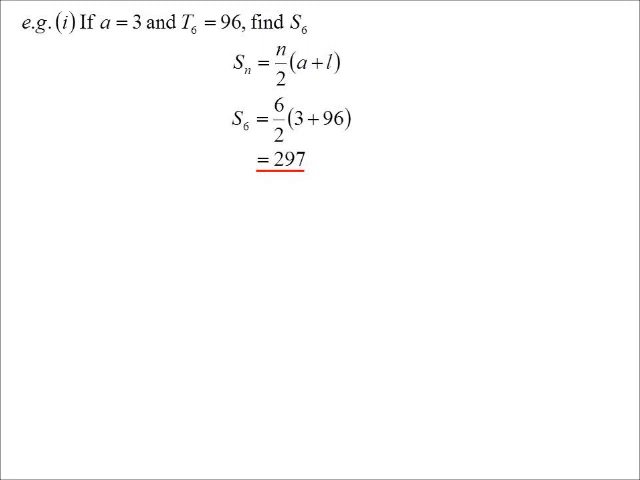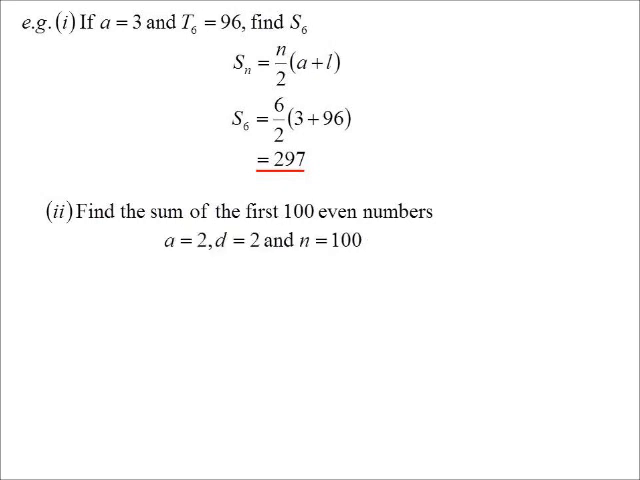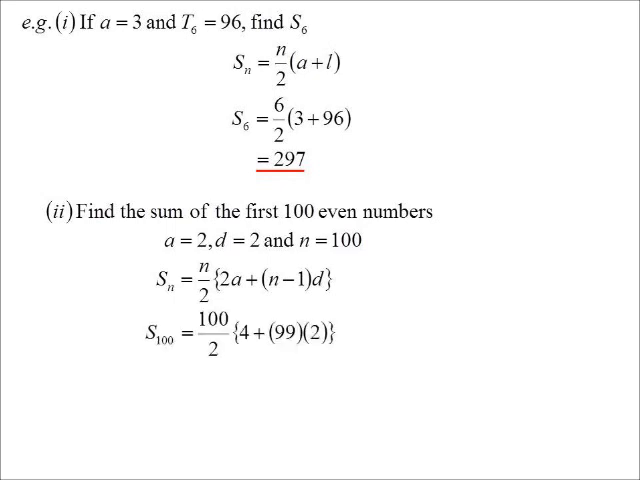The sum of the first 100 even numbers. Let me just pretend for a second that I can't work out what the 100th even number is. I have no idea what that last even number would be. So in this case, I know the first term, I know it goes up by 2, so I know the difference, and I know how many numbers there are. So I can use the n on 2 times 2a plus n minus 1 d formula. Substitute in, bit of tidying up, and there is 10,100.